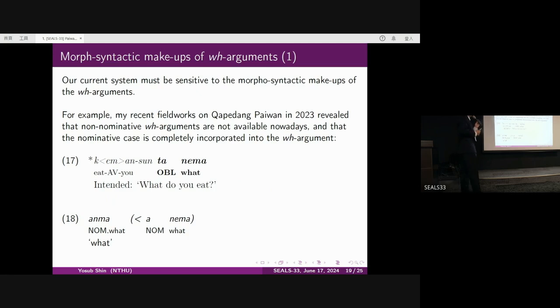And if that is the case, the morphosyntactic makeup of the WH arguments will be very, very important in Austronesian languages. For example, according to my recent fieldwork on Up-down Paiwan that I did last year, the nominative case was already completely incorporated into the WH argument. In other words, they didn't have any kind of case-neutral form of this 'what', which was normal actually. Instead, they only had this kind of anma form with the perfectly incorporated nominative case. Because of this reason, they couldn't say any kind of WH in situ examples like 17. They always need to use the pseudo-cleft construction.